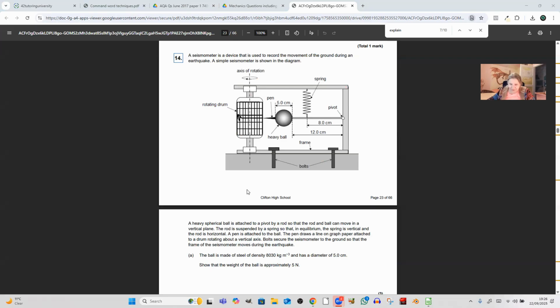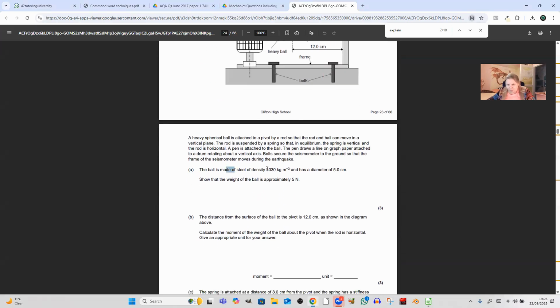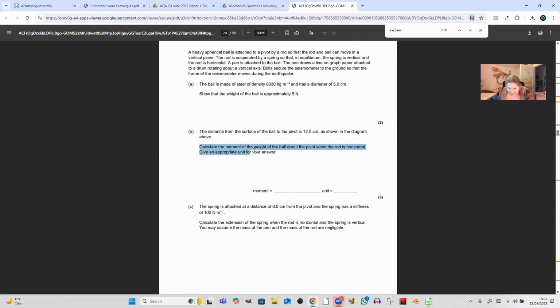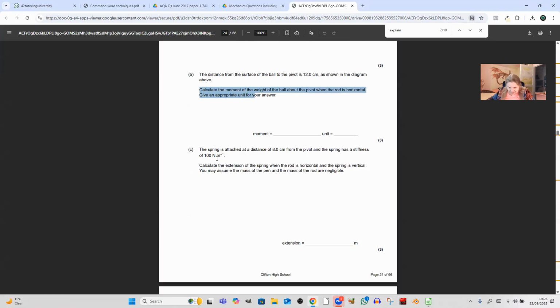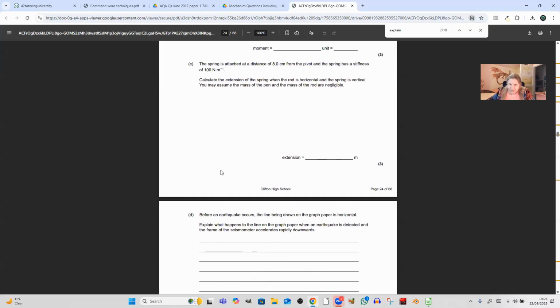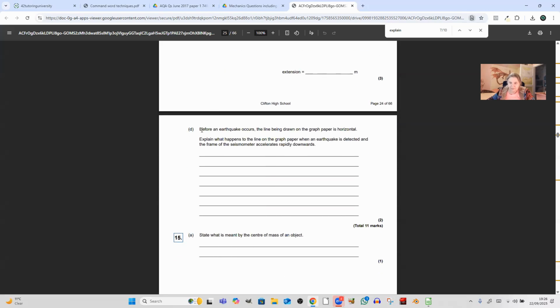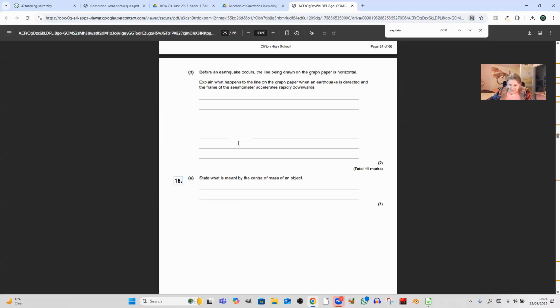And it asks all sorts of questions. Look, the ball is made of this, and show that the weight of the ball is this, and calculate the moment. We could calculate the moment, but what we're going to do is keep on going. Calculate the extension of the spring, and then it says, before the earthquake occurs, the line being drawn on the paper is horizontal.